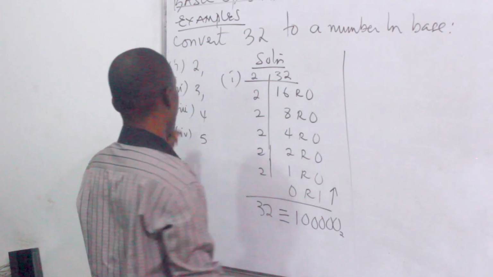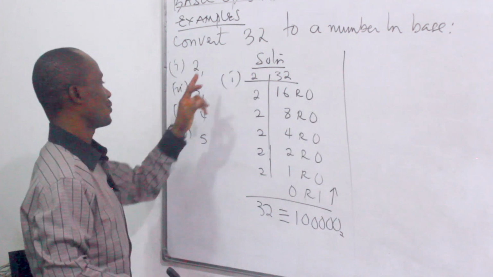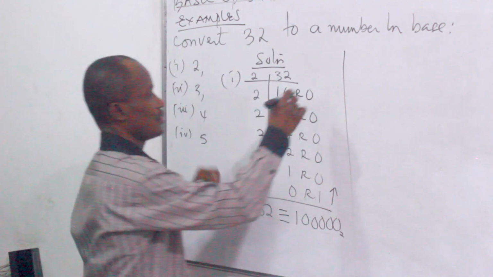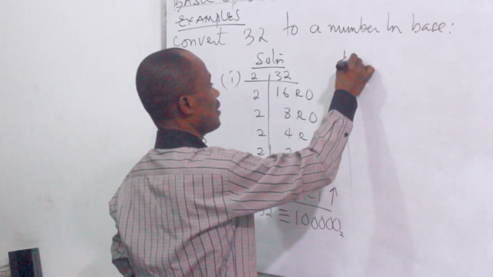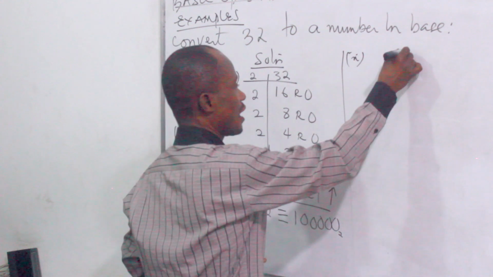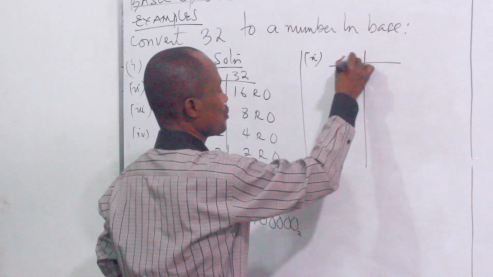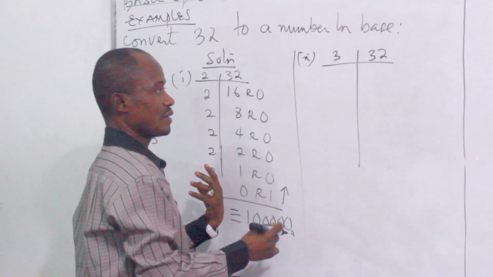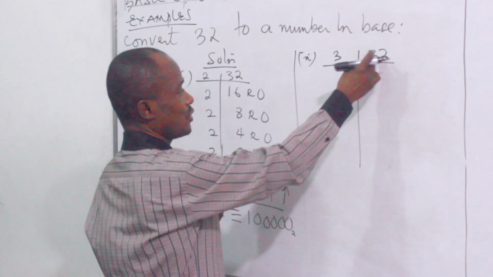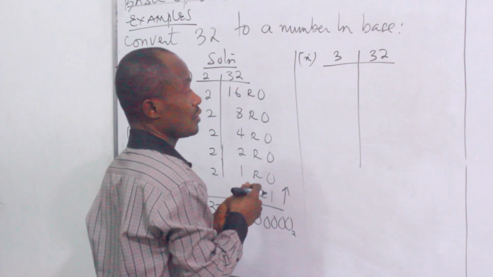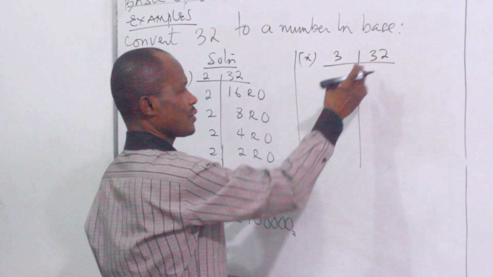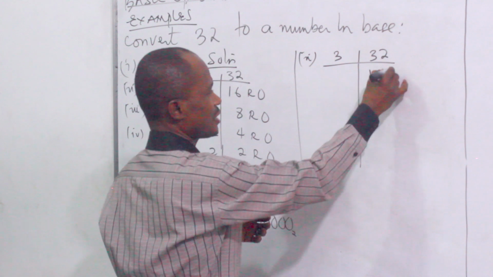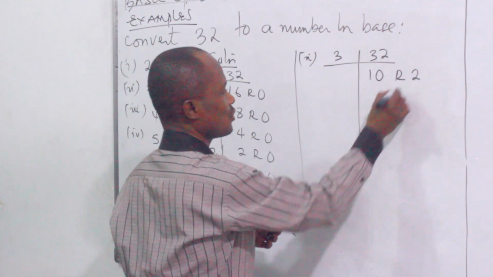Next example. We are asked to convert 32 to a number in base 3. We follow the same procedure. Example 2. Have 32 on the right side, the lower base on the left side. Say 3 goes into 32. Remember, 3 into 30 goes 10 times. Here we have remainder 2.